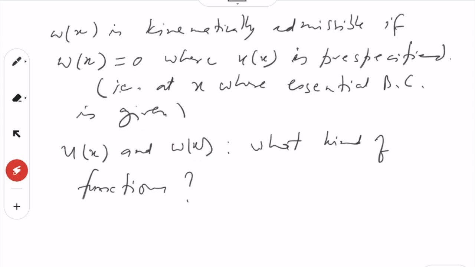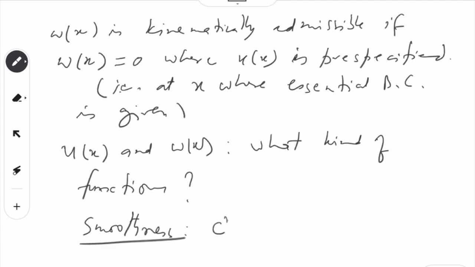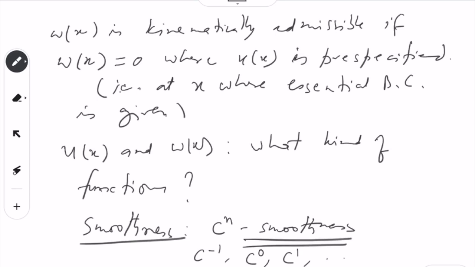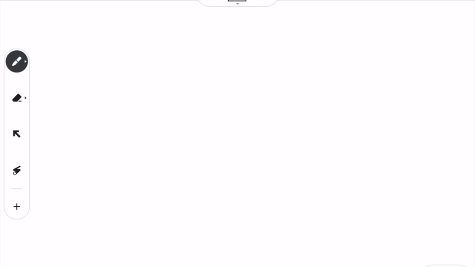Okay. But in general, if you want to talk about what kind of function it can be, in terms of smoothness, there is something called smoothness. So, simply there will be Cn smoothness, or you can say C minus 1, C0, this kind of. Okay. So, what is the meaning of that? Cn, when you call it, is a set of functions which has n continuous derivatives.